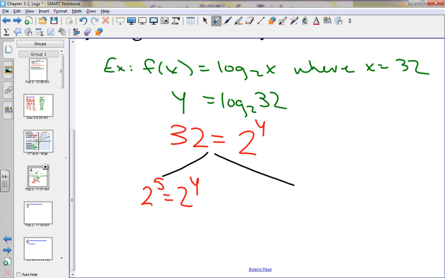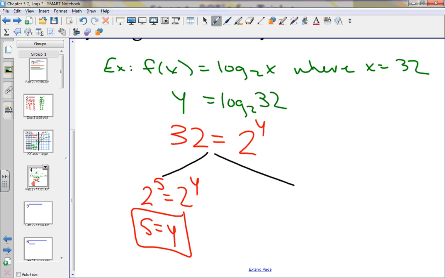And what do you notice about your two bases? They're the same. So if my bases are the same, what can you apply about your exponents? The exponents have to be equal. Do we understand that? If your bases are the same, then your exponents have to be equal.